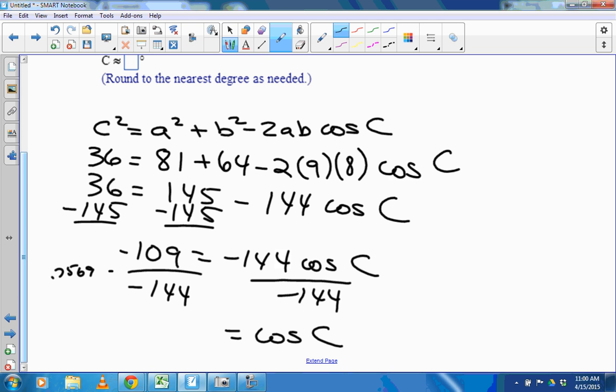So this is where I would have to use inverse. You know what we're saying? That's what you asked me a while ago. Okay. So inverse cosine of that would be about, so this would be C, would be about 41 degrees.